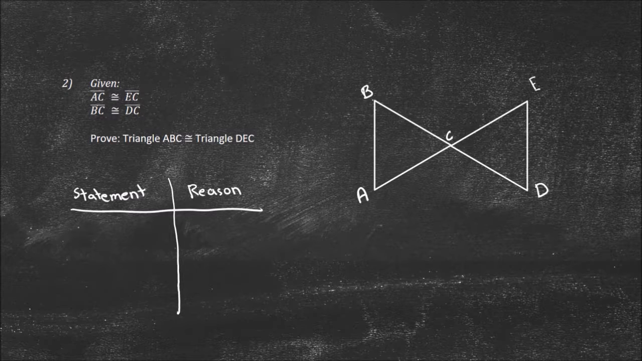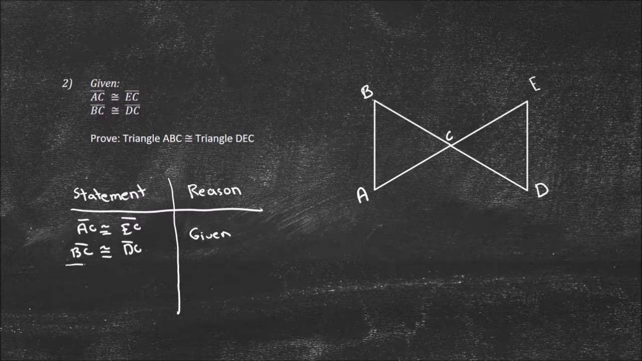So again, let's start with what we're given. AC congruent to EC, and then BC congruent to DC, and you can write all of these in one step just because there's only one reason for it. So that's why you can write two statements with one reason. All right, so now we need to mark our diagram. So AC is congruent to EC, okay? BC, 2 dashes now because it's a different line, is congruent to DC.